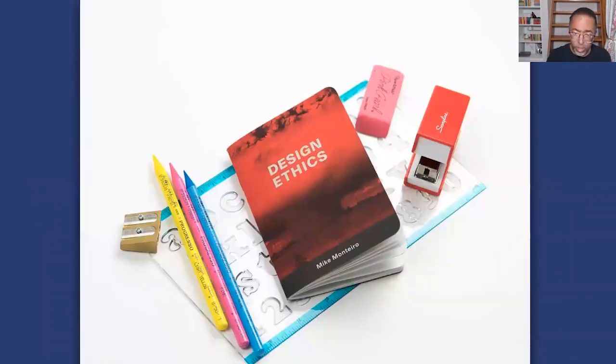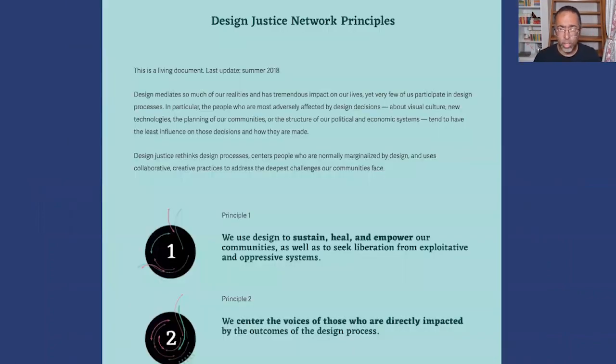Now, there are folks who are working on this. Mike Monteiro at Mule Design has this little design ethics booklet that's basically a Hippocratic oath for designers of first do no harm. The Design Justice Network does amazing work in this area. And they've got these 10 key principles. I'm just going to read you the first two. 1, we use design to sustain, heal, and empower our communities, as well as to seek liberation from exploitative and oppressive systems. 2, we center the voices of those who are directly impacted by the outcomes of the design process.